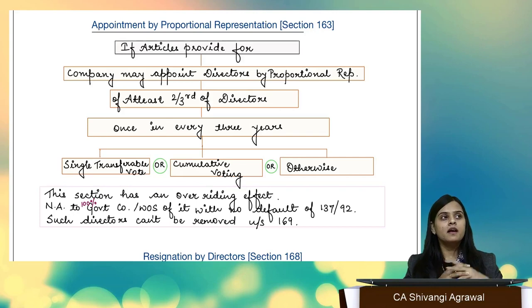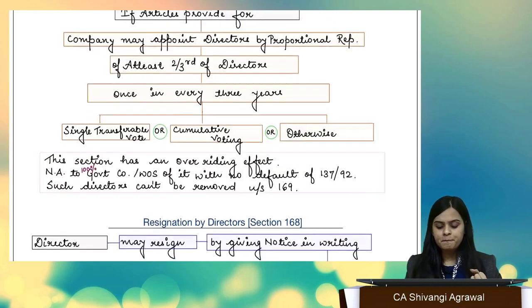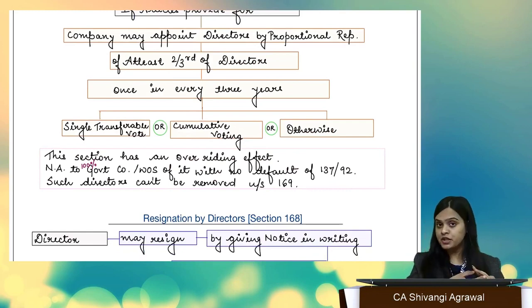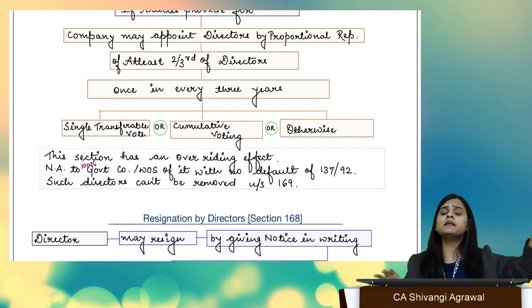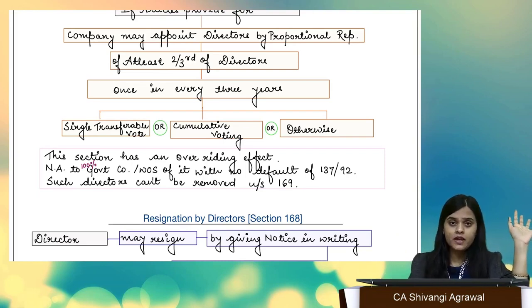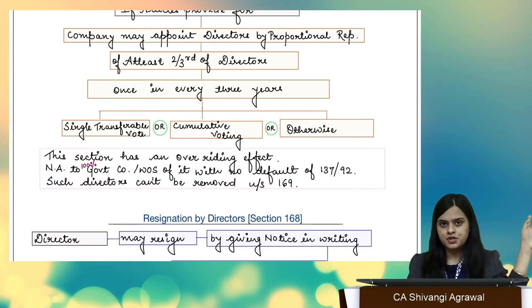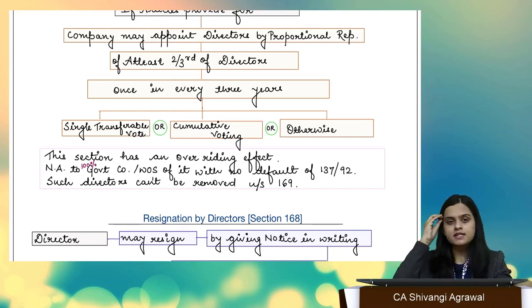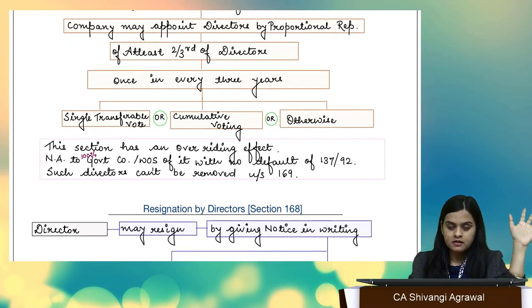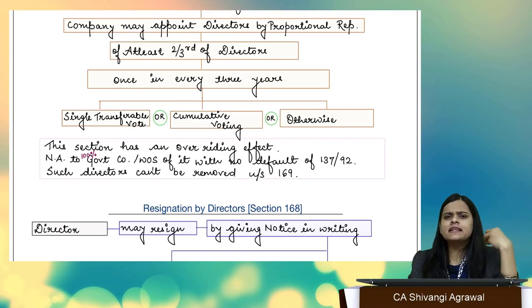Now, if your articles permit, the company may resolve to appoint the directors by proportional representation. If you choose PR, then at least 2/3 of your directors are going to be appointed by PR, and they cannot be removed by using section 169. This is an overriding section. So if you choose PR, all other things get stagnant. No rotation, nothing.